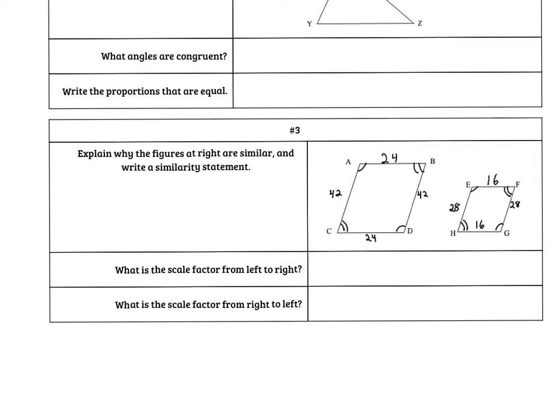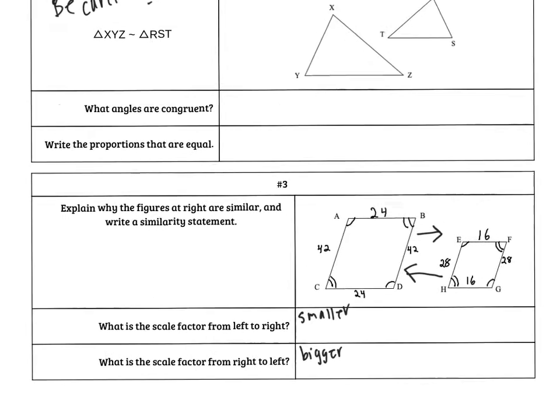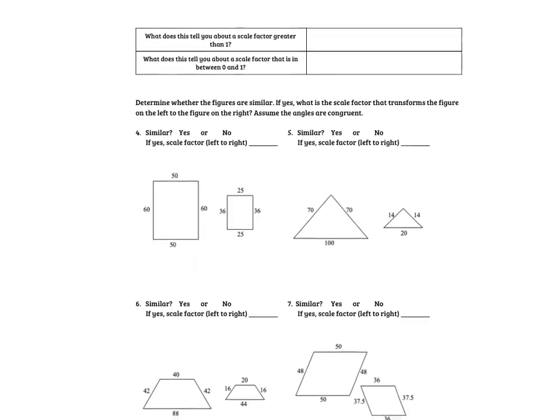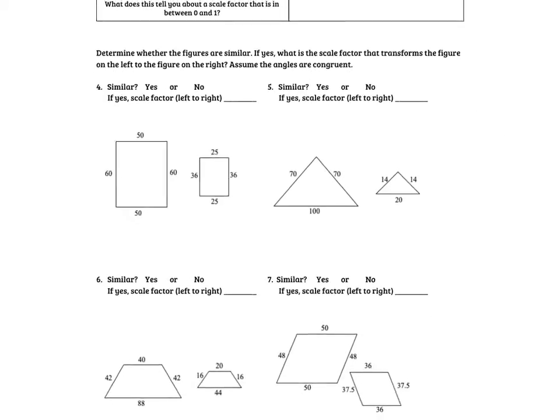Number 3, you're calculating scale factor from left to right and from right to left. So left to right, meaning like this. So we're getting smaller. So remember what I said about scale factors and getting smaller. And then you're going to do it from right to left, in which you're getting bigger. So you need to look at the different proportions for those. So be careful, smaller versus bigger. Remember what I said in the notes. Okay, that's kind of what these second two are going to ask you about.